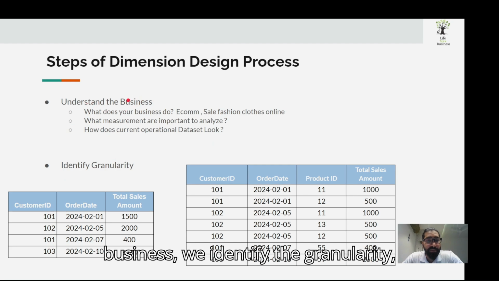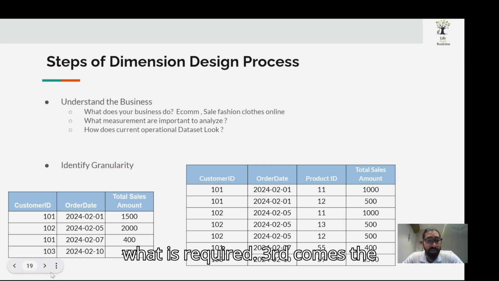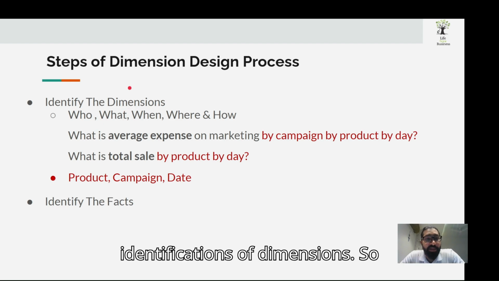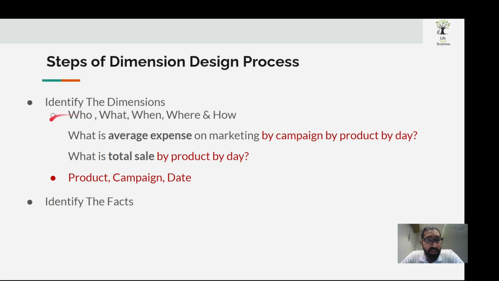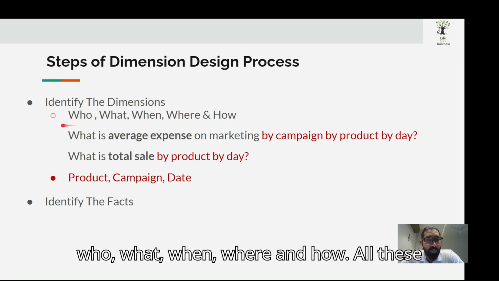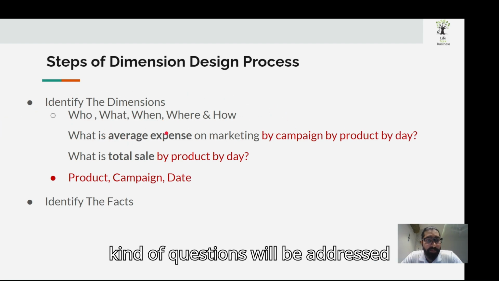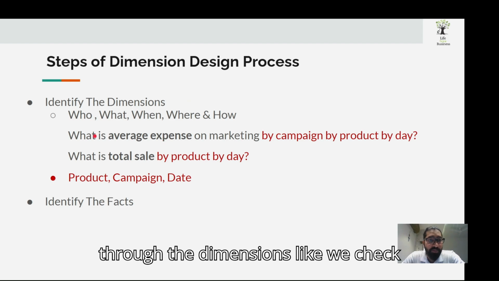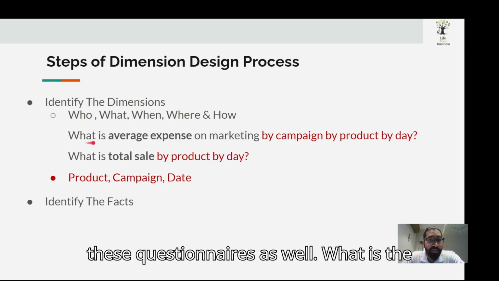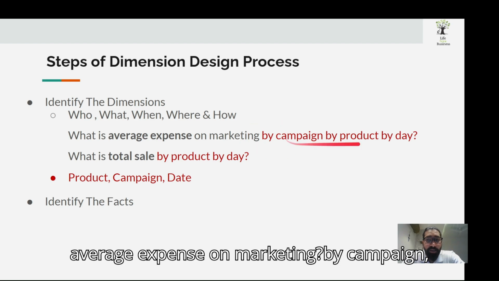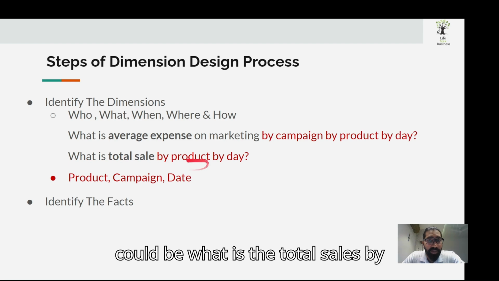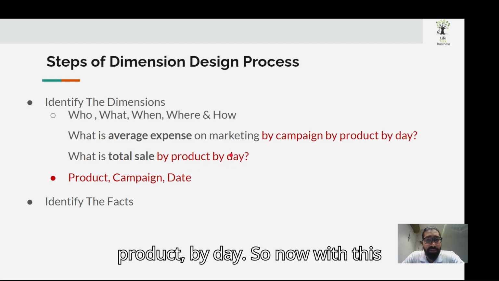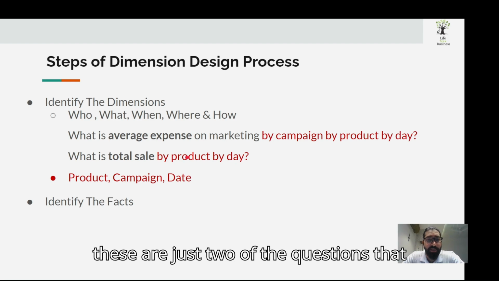Once we understand the business, we identify the granularity required. Third comes the identification of dimensions. Dimensions and facts we have already discussed in the previous session. Dimensions will help us understand who, what, when, where, and how. All these kinds of questions will be addressed through the dimensions. Like we checked these questionnaires as well: what is the average expense on marketing by campaign, by product, by day? Another question could be, what is the total sales by product, by day? These are just two of the questions that anyone would want to understand.